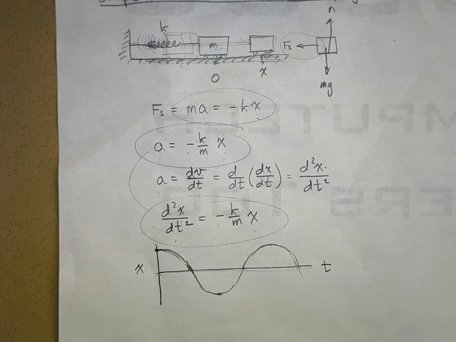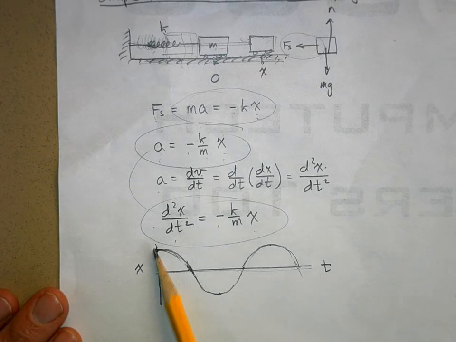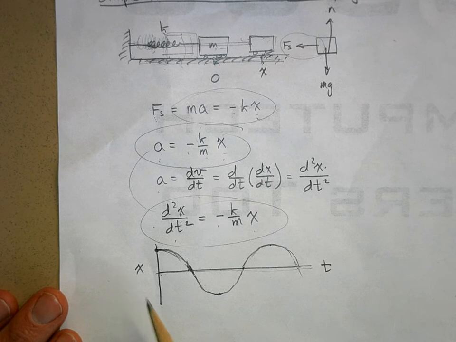Cosine. So what we're going to do next is show that it is a cosine wave, and we're going to prove it by taking the derivative of it. So we'll do that next.